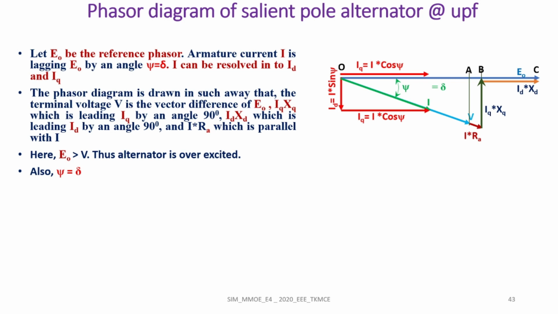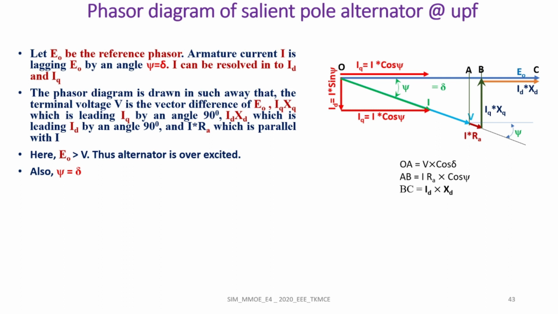Let's mark these points as O, A, B and C. From this right angle triangle OAV, we can obtain the equation for OA as V cos delta. In order to obtain the length AB, let's consider this small right angle triangle with the hypotenuse I into Ra, and this angle is psi and this length is the adjacent side of this right angle triangle. So from this right angle triangle, AB can be written as I into Ra cos psi. As I cos psi is equal to IQ, AB can be written as IQ Ra. And BC is already known, that is IDXD.